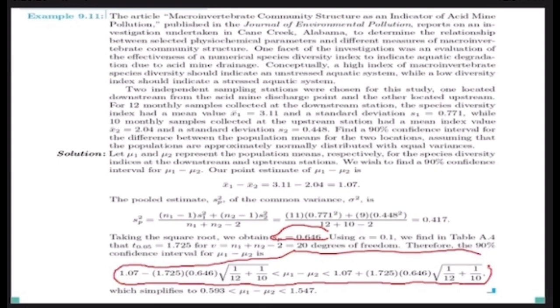Okay, I start plugging in. When I plug in the pooled variance, what I get is the pooled standard deviation, because the square root of the pooled variance will give you the pooled standard deviation. So that's what I put right here.